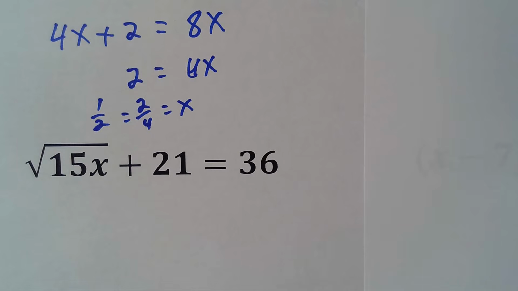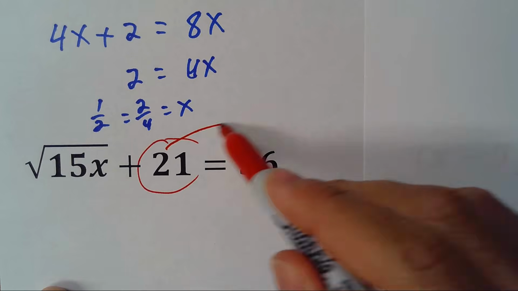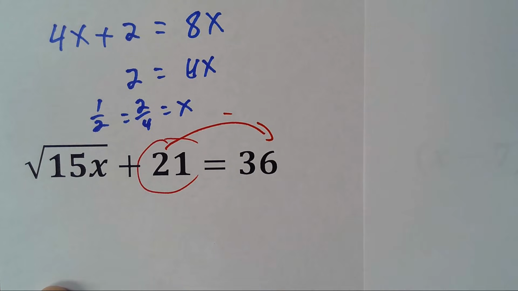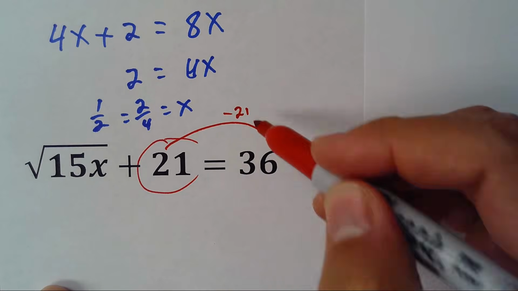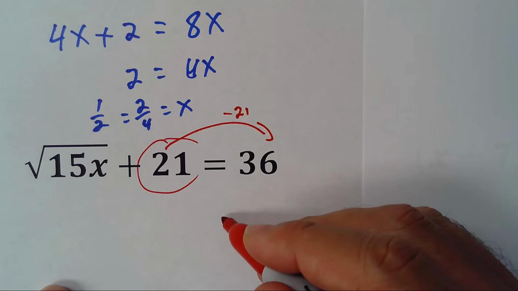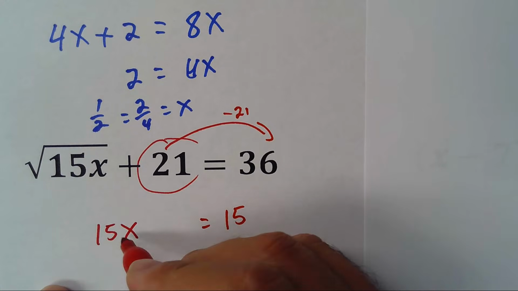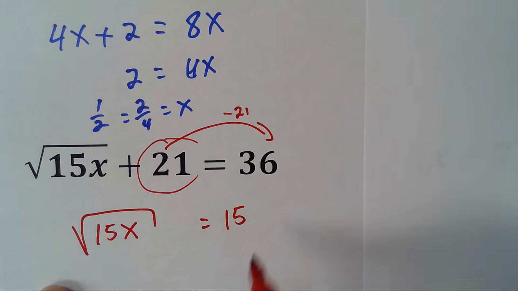In the other one here, what we do is we first move the 21. So 21 here is adding, so what we do is we pass to the other side subtracting. So this 21 positive will be minus 21 on the other side. 36 minus 21 is 15. Now we have 15x inside of the root equals 15.